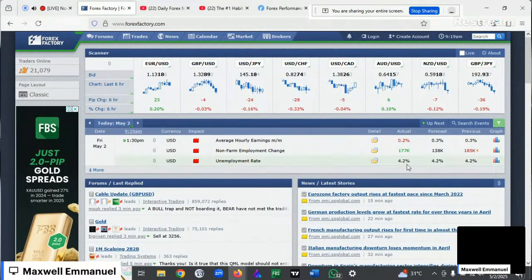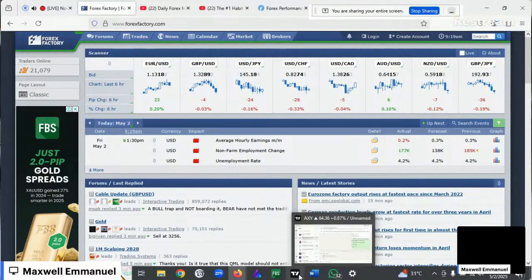Unemployment rate is 4.2 as expected, and average hourly earnings is 0.2, a difference of 0.1%. On non-farm payroll, the difference is much. The forecast is 138, and the actual data is 177. You can see that the difference is much, so we expect the dollar to be bullish.